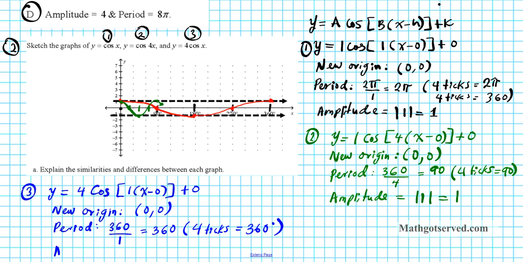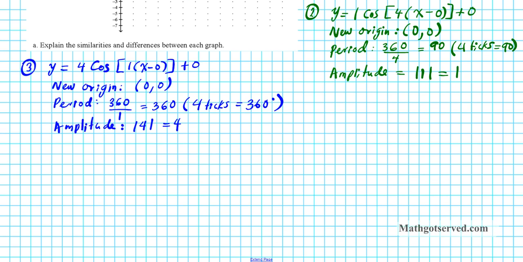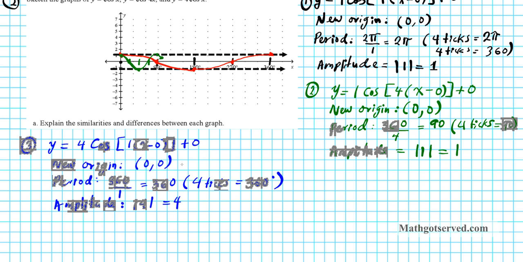And lastly, we need our amplitude. Our amplitude is the absolute value of A. So the absolute value of 4 is 4 units. So we're going to have a displacement of 4 units up and down from the central position. Okay. All right, we have all the information we need. Let's go ahead and graph it.